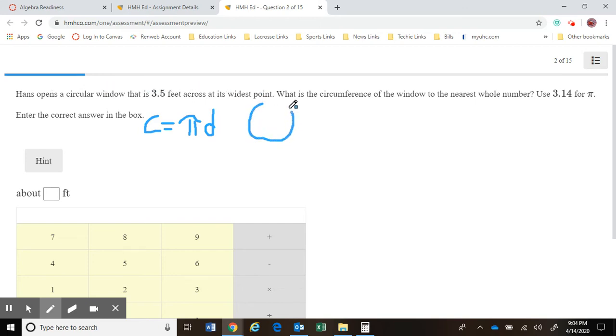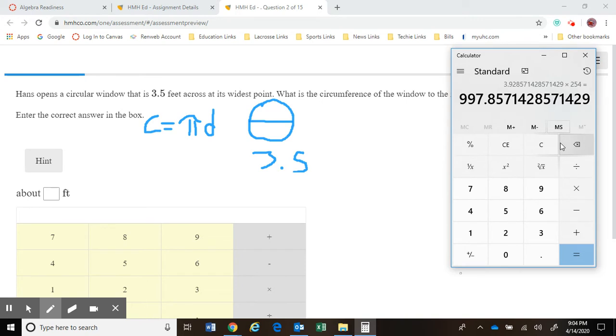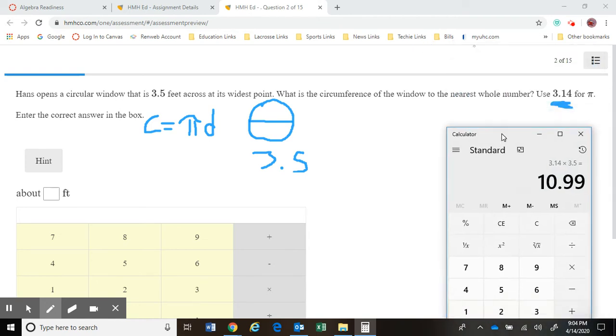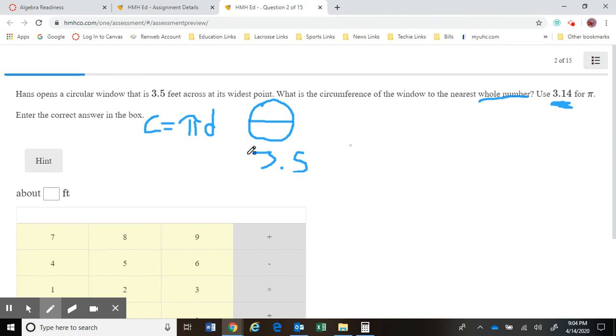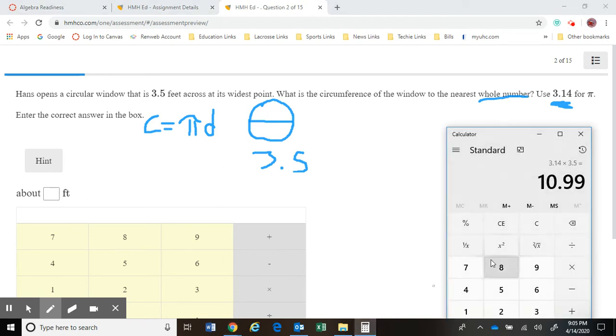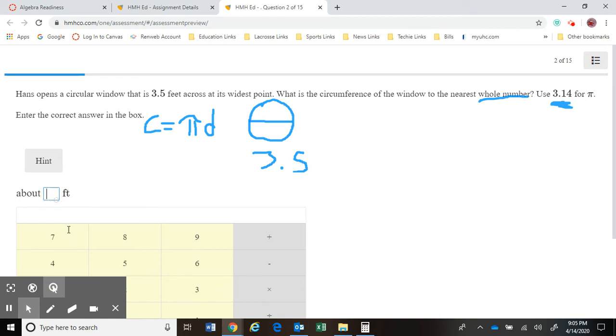But remember, they give me the circular window is 3.5 feet at its widest point. So maybe I draw a circle here. And across the middle here, that's 3.5. So that's actually my diameter. So now I just need to multiply times 3.14. So 3.14 times 3.5, and that should give me my answer, which is 10.99. I think it says to round to the nearest whole number. So instead of 10.99, of course, I'm going to round this up to 11.